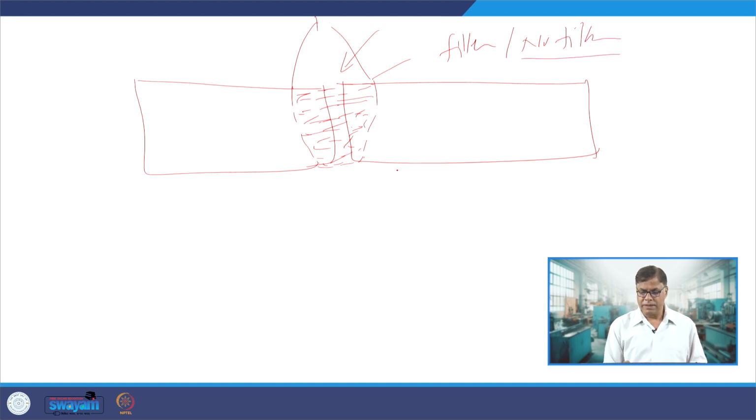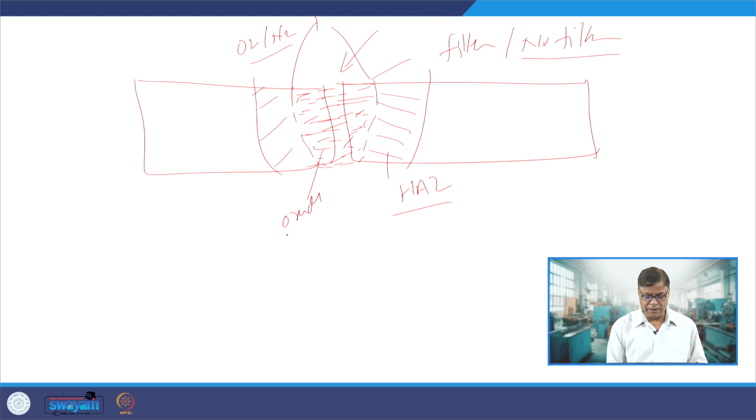Second is how, when the heat is supplied, the zone next to the weld metal gets affected. The changes experienced by the underlying base metal next to the weld zone constitute the heat affected zone. When things are brought to the molten state, the molten metal will tend to react with the gases present in the atmosphere, the gases present in the arc zone. So, these gases will tend to form their oxides and nitrides.